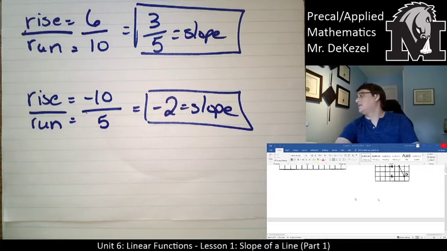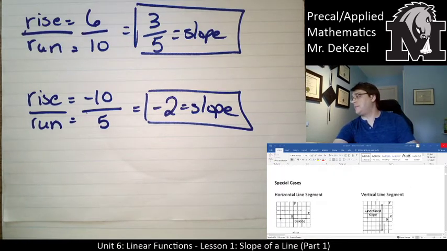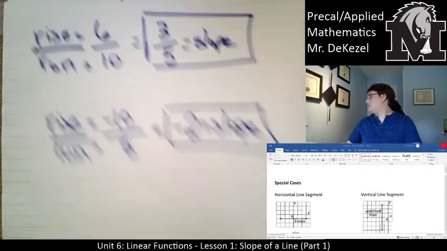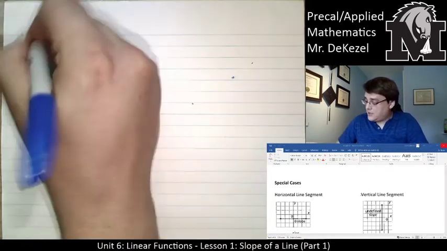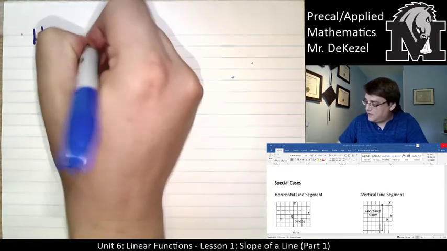Okay, let's go on to a couple of special cases. It's very important to know the slope of two special cases. One is a horizontal line and the other is a vertical line.